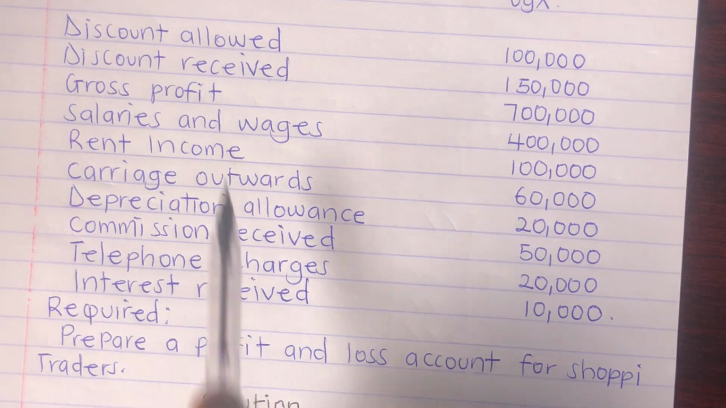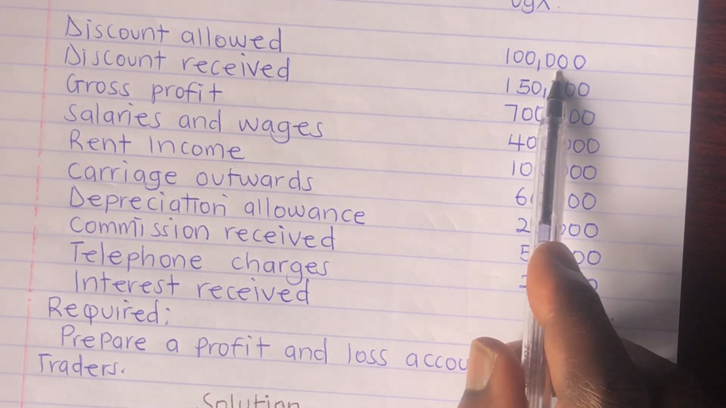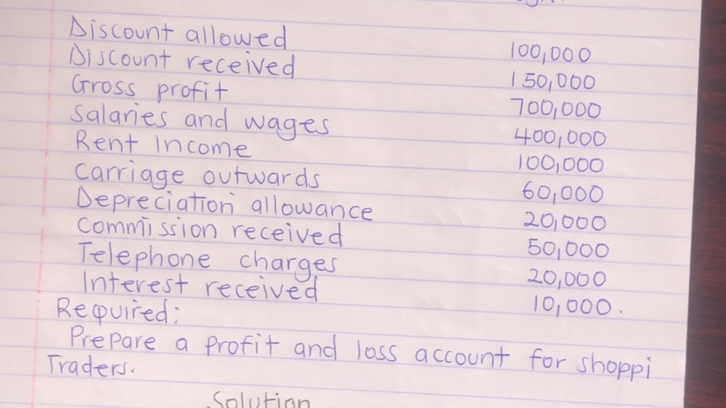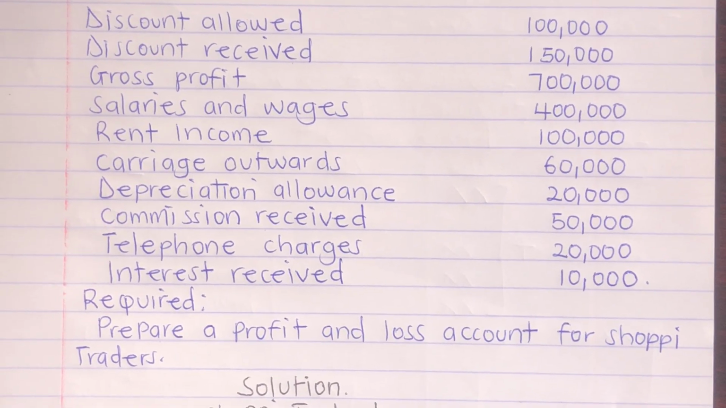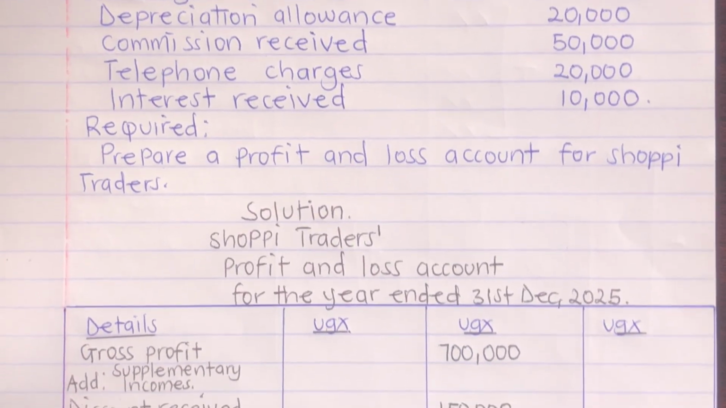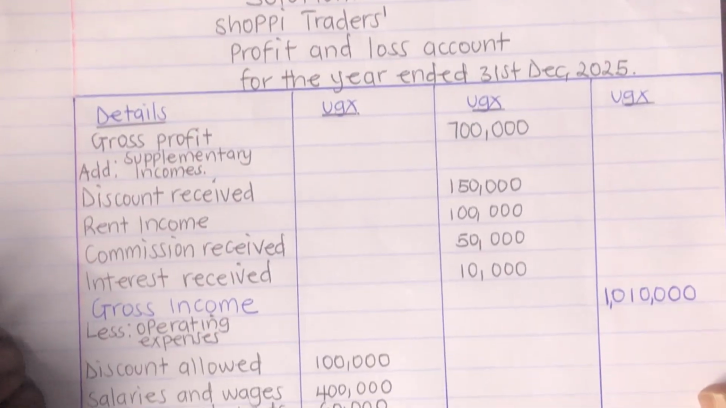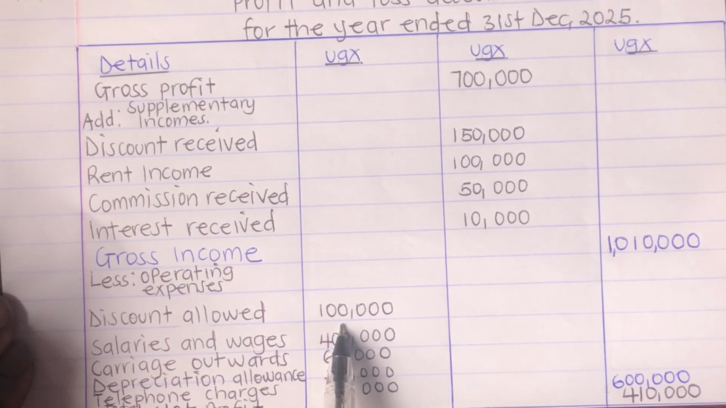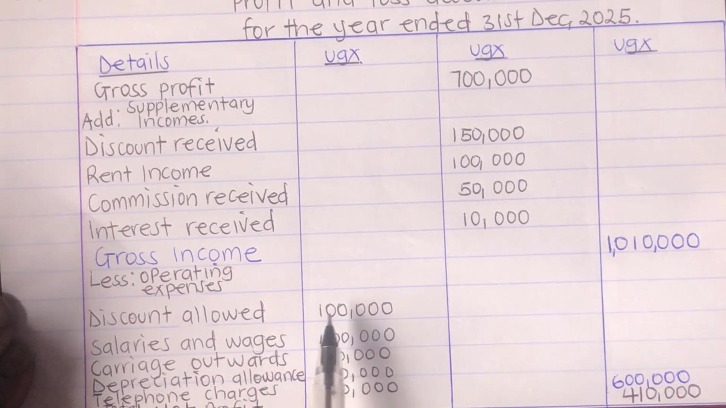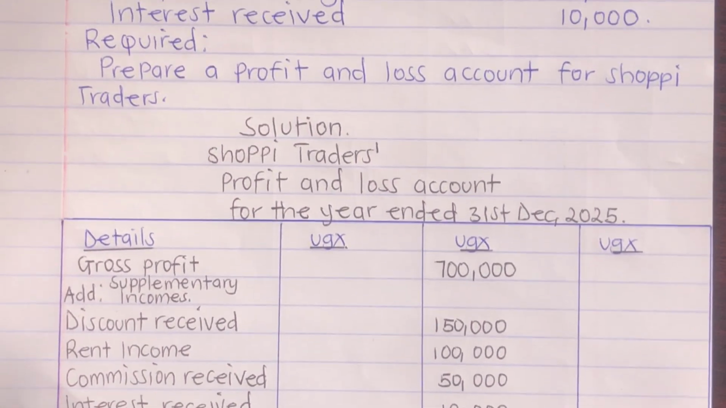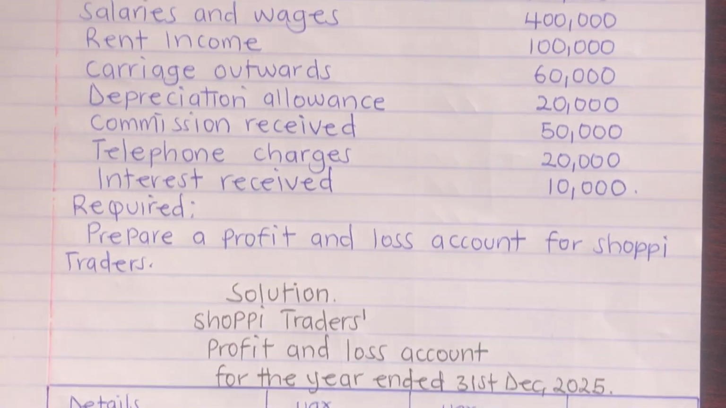We say discount allowed is an expense because the business is losing money, because you're offering someone a discount and you're losing money. So discount allowed becomes an expense. So you come and add it here in our example. So operating expenses, we have discount allowed, and it was 100,000 in our question. Then you come and check for more operating expenses.